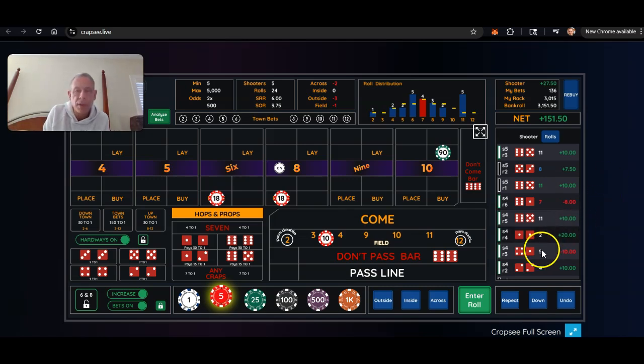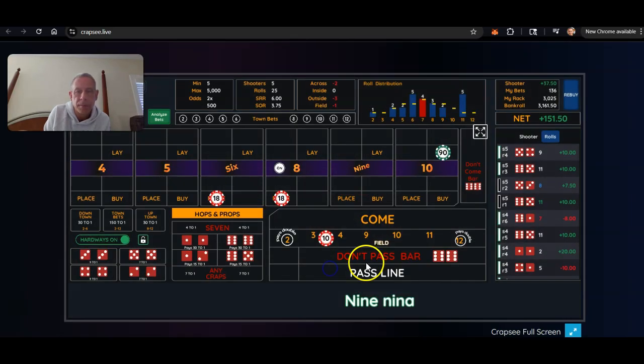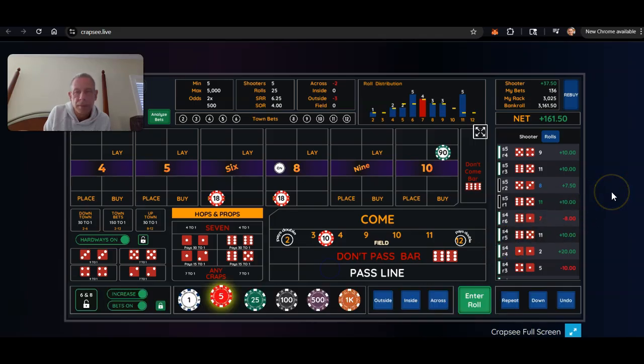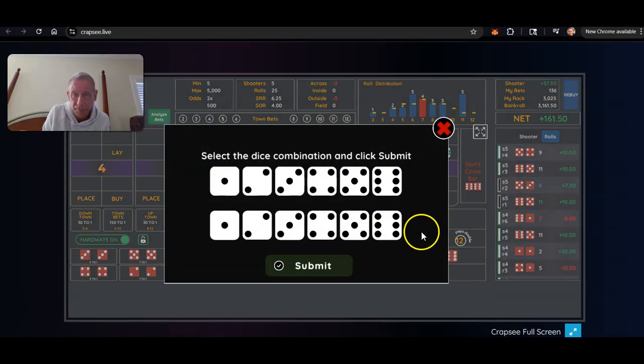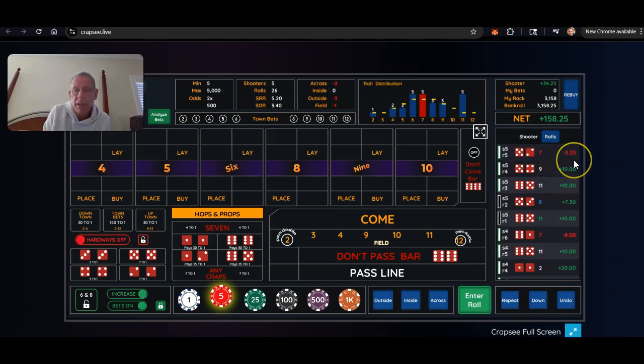5 and 4 is a 9. That's another field. But we're just going to keep it. We're not going to do a reduction. Nina. All right. We're up to 161. 5, 2, 7. Okay, so this time we only came down by 10. So let's see. 7 out. We lost $3. Wow. No big deal.